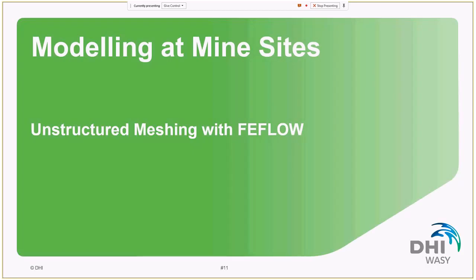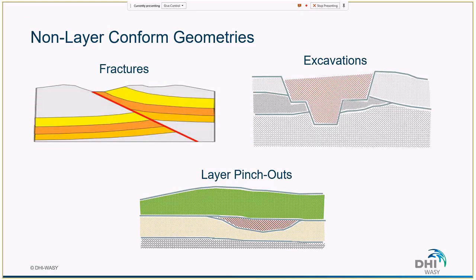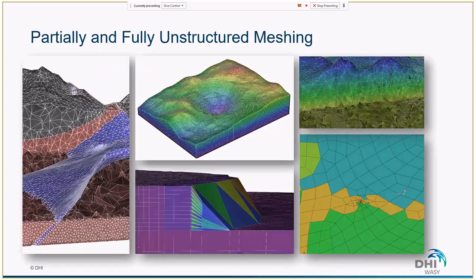So let me give you a few options that you can use with our software. Complex geometry is a typical case. Here I try to point out three main cases. We have fractures or faults, what you can see in the upper left corner. We have excavations which define certain geometry. You want to include this geometry in your finite element mesh or in the groundwater model. And you have some local layer pinch outs, which can be very simple like this one here, or can also be very complex. So what I can offer you is our solution with partially and fully unstructured meshes.